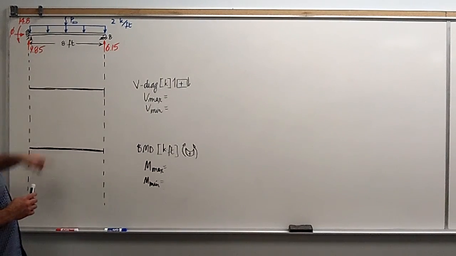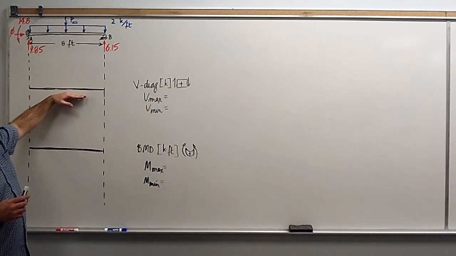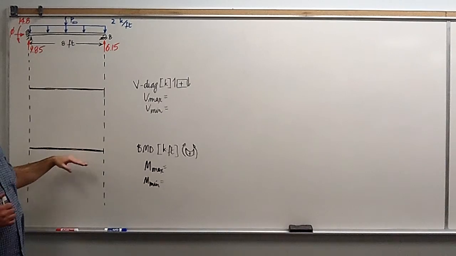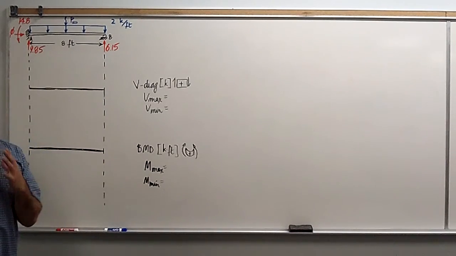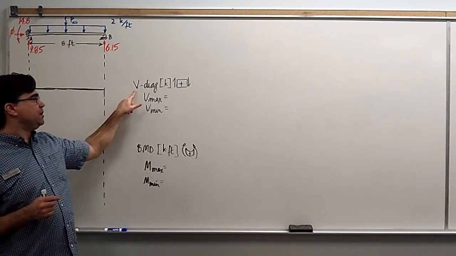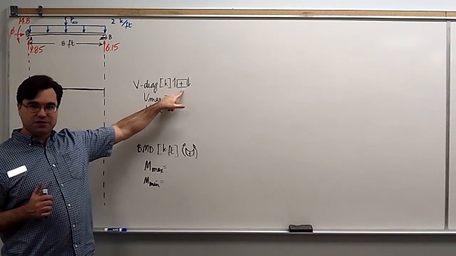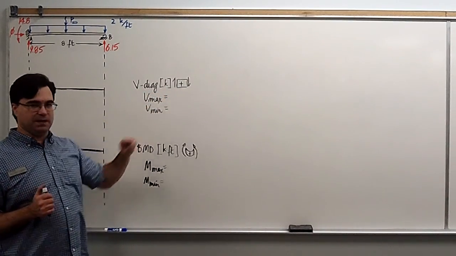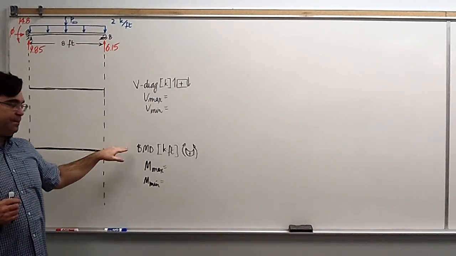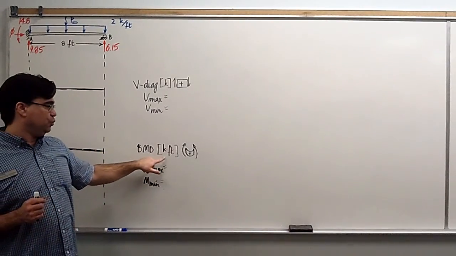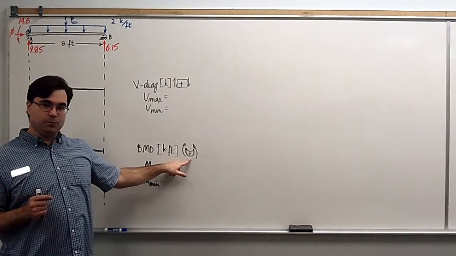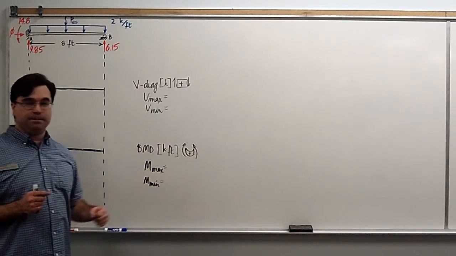So I've dropped down 2 lines. I've done a line for my shear diagram, bending moment diagram. And I've labeled it already, that way I don't forget. Shear diagram, V is typically the convention for it. Units, what a positive shear looks like, max, min. Ditto for the bending moment diagram. Units, what a positive moment looks like, max, min.